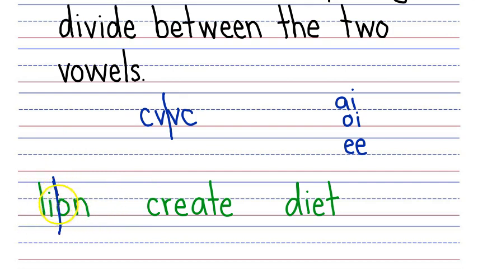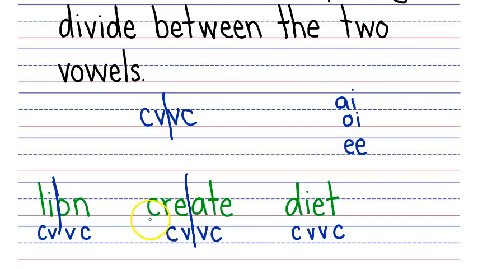So let's look for the pattern before we do that. Here, the L is a consonant, I is a vowel, O is a vowel, N is a consonant. Here, our first vowel letter is an E, our second vowel letter is an A, and the two vowels are surrounded by consonants. Here, our first vowel is I, second vowel is E, and they're surrounded by two consonants. So we've got the CVVC pattern. When you see this pattern, you can try to put your syllable division between the two vowel letters. And that'll give you two syllables.